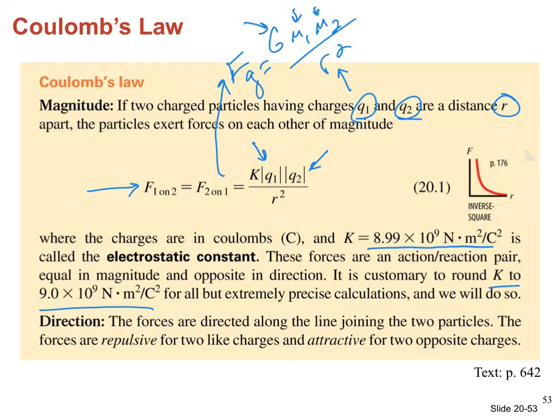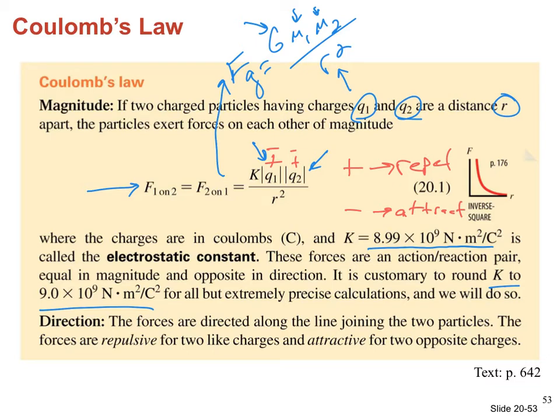But here's my hint. If we get rid of those absolute value brackets and Q1 is positive and Q2 is positive, our answer is positive. Or if Q1 is negative and Q2 is negative, our answer is still positive. So if you get rid of the absolute value bars and we get a positive answer, well, a positive and a positive or a negative and a negative will repel. So we can also determine the direction of that force. If I have a positive for Q1 and a negative for Q2, or the opposite, a negative and a positive, my answer will be negative, and then my two charges will attract.